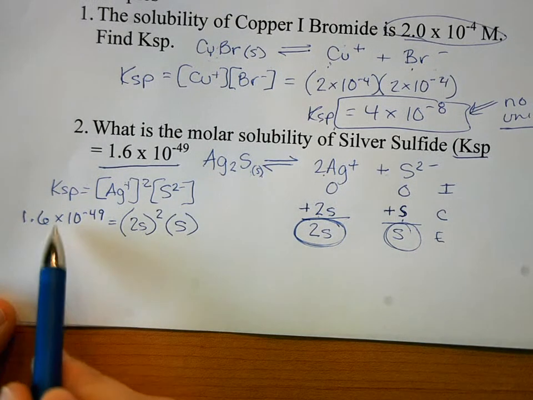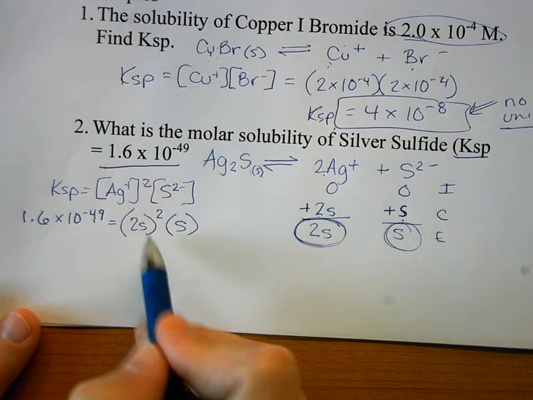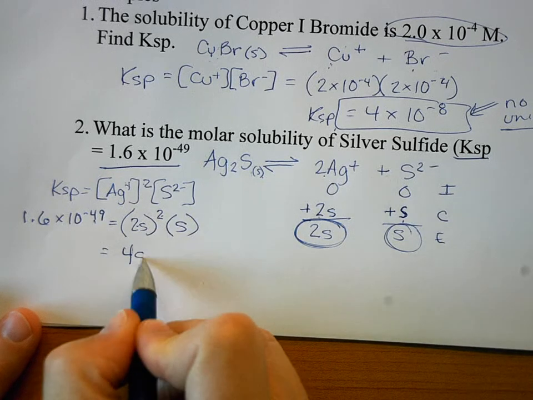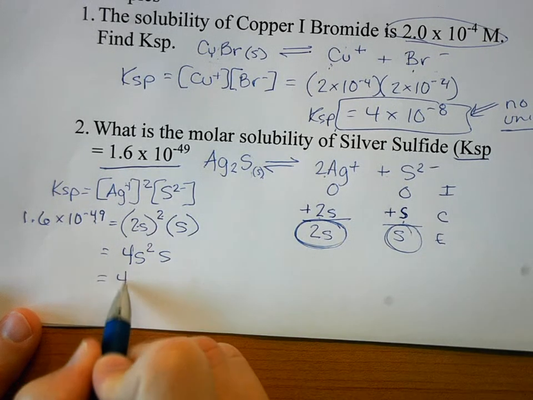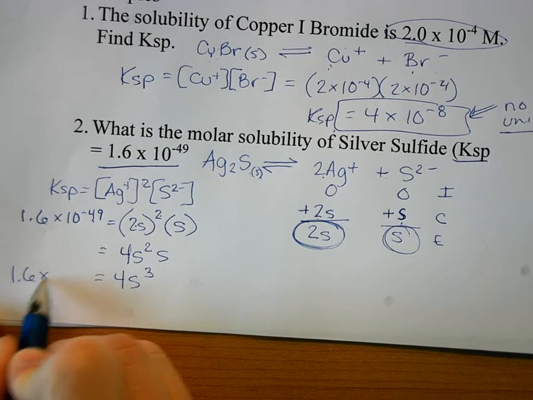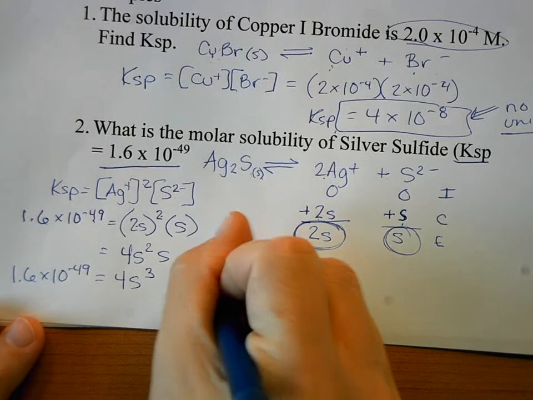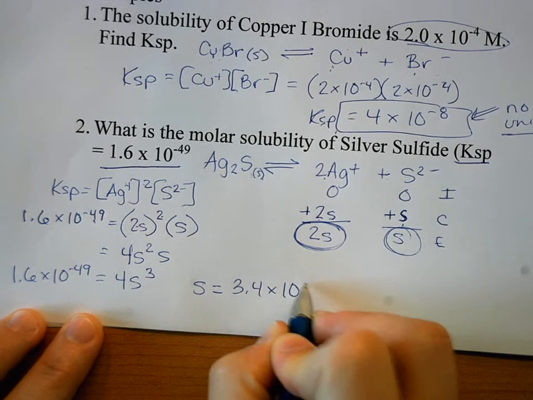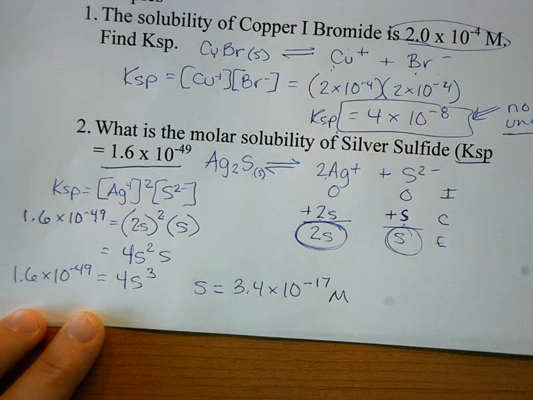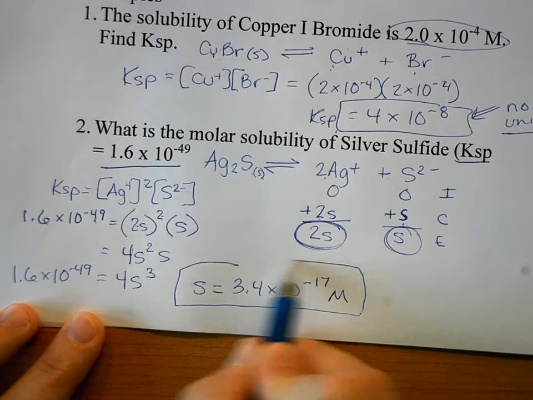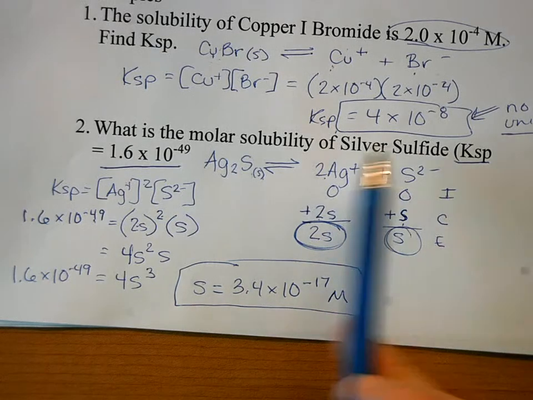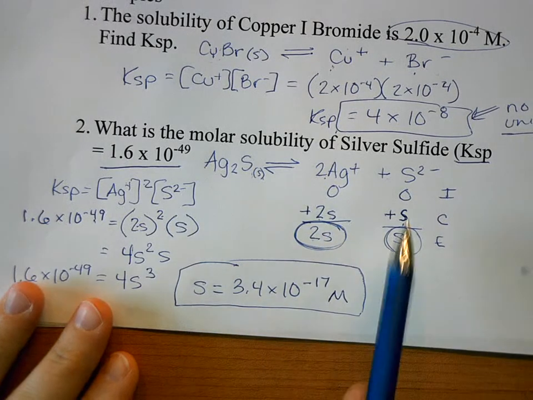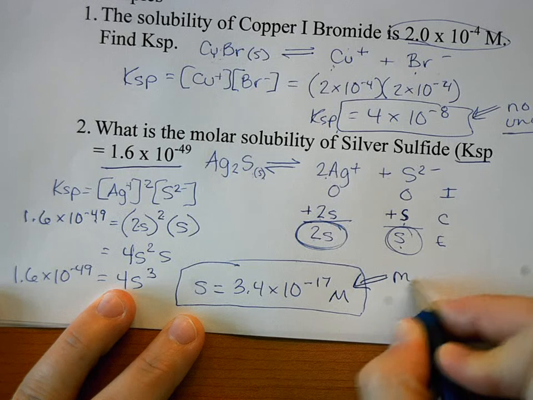Okay, so 1.6 times 10 to the negative 49 is equal to, if I distribute all of this out, I've got to square the 2, so that gives me 4, and then S squared, and then times S, so it's 4S cubed is equal to 1.6 times 10 to the negative 49, which gives me my S value to be 3.4 times 10 to the negative 17. All of these are concentrations, so it's molarity or moles per liter. And that's it, actually. When it says what is the molar solubility of silver sulfide, all it's asking you to do is solve for S. You don't have to re-plug it in for 2S or anything like that, so we'll put right here, this is our molar solubility.